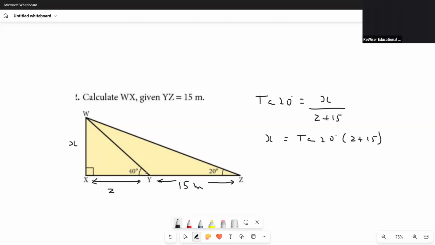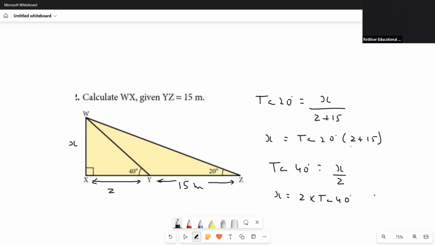Now I'll take up the triangle WXY. In that I can write tan of 40 degrees is equal to x over z. So I straightforwardly got the relation between x and z. The value of x is z into tan of 40 degrees. So I can easily place the value of z as x by tan 40 over here, and I can solve for x.